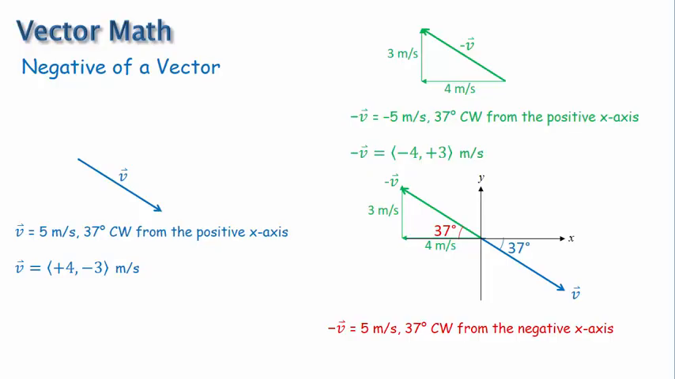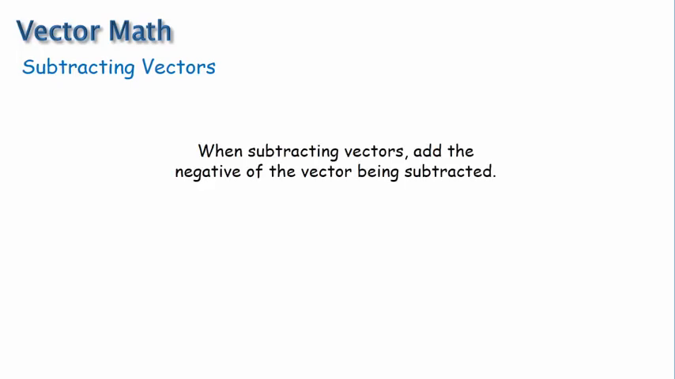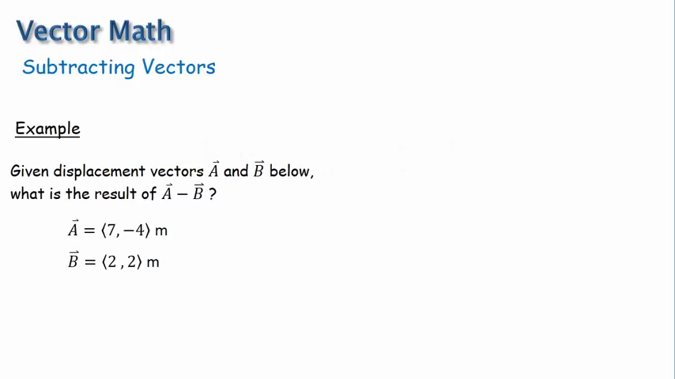And now let's talk about subtracting vectors. The basic rule when subtracting vectors is to add the negative of the vector being subtracted. As before, we can do this graphically or numerically. So let's practice with this example. Given the displacement vectors a and b below, what is the result of a minus b?